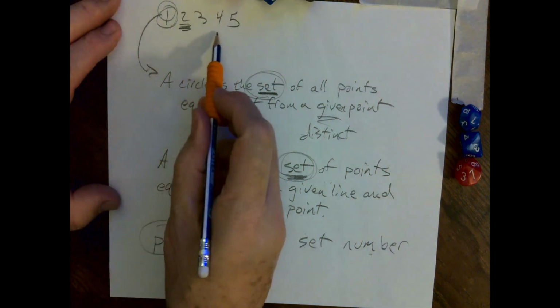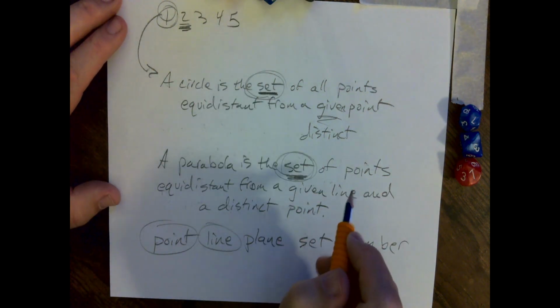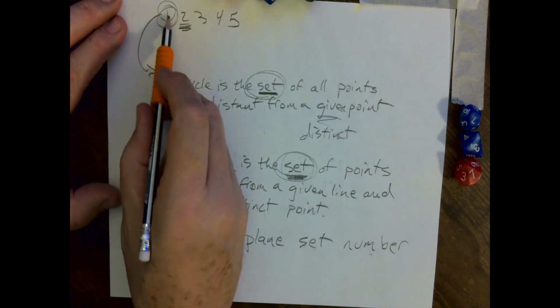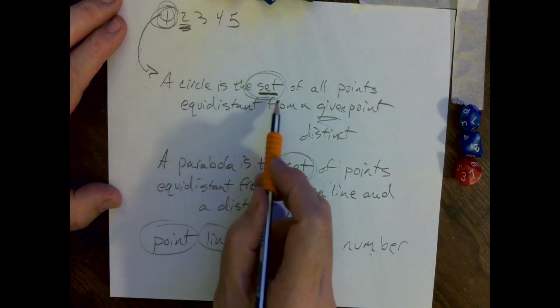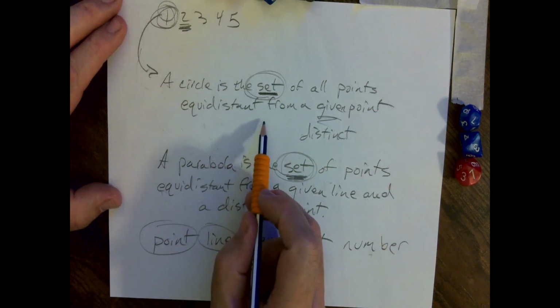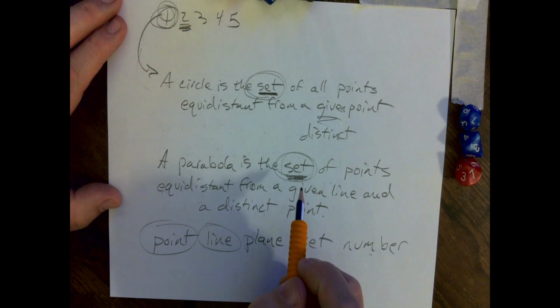Here you go, 1, 2, 3, 4, and 5 from the exam in this first video. Okay, number 1. A circle is a set of all points equidistant from a given point.